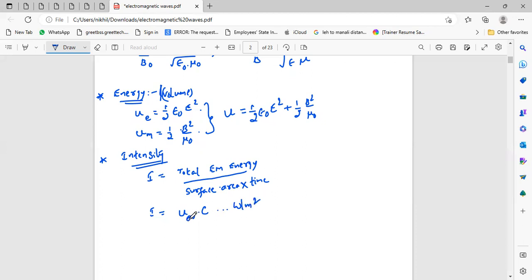You need to know how to write the average energy density. In the case of electric field, it is half times epsilon naught E squared. If it is magnetic field, then half times B squared by mu naught.